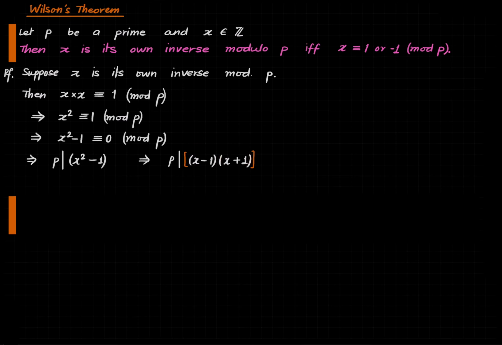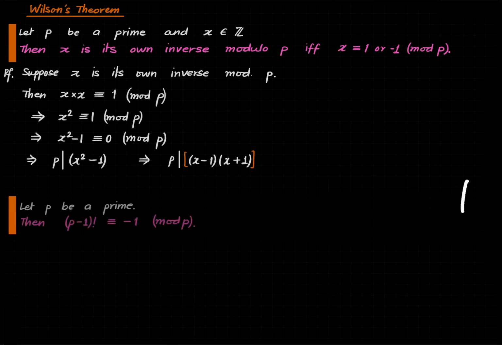So what this shows is that amongst all these numbers, 1, 2, dot, dot, dot, up to p minus 1, the only numbers which are their own inverses are 1 and p minus 1, and every other number will pair up with someone else. And the reasoning that we showed on the previous page will go through.